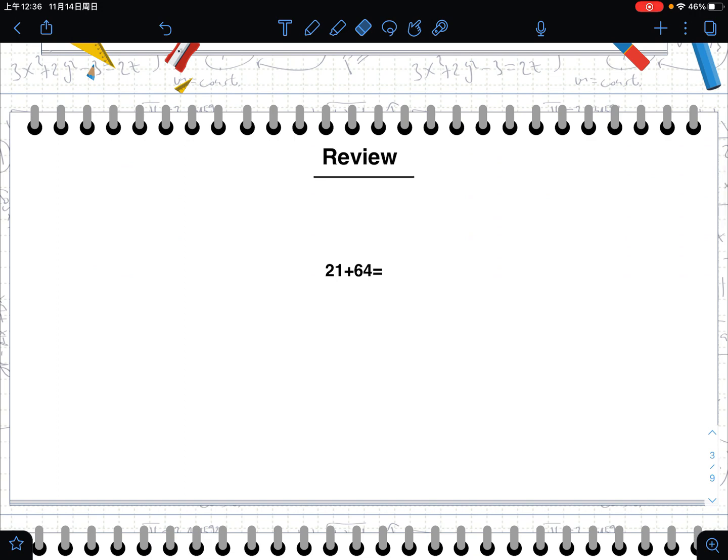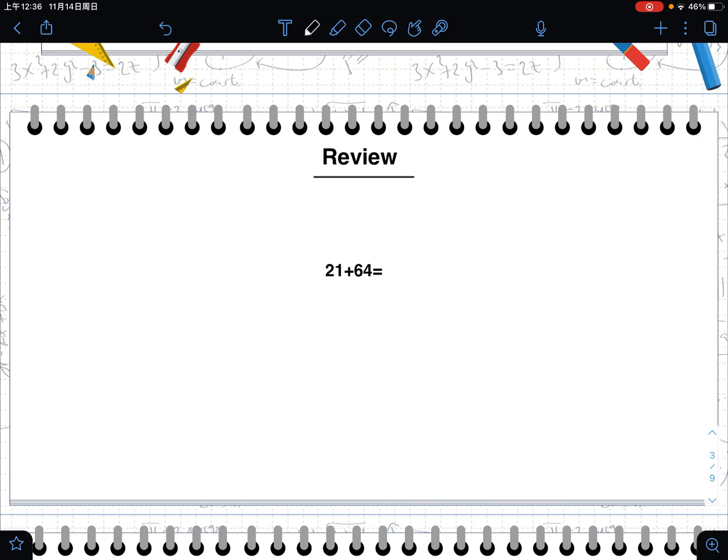Before we start to learn the addition of the decimals, let's review how to use vertical form to calculate the addition of whole numbers. Because when we learn the addition of decimals, we also need to write the vertical form. So let's take a look at an example of whole number addition.